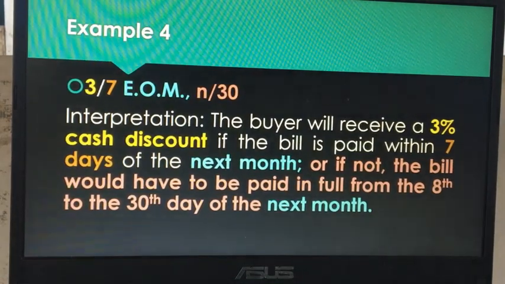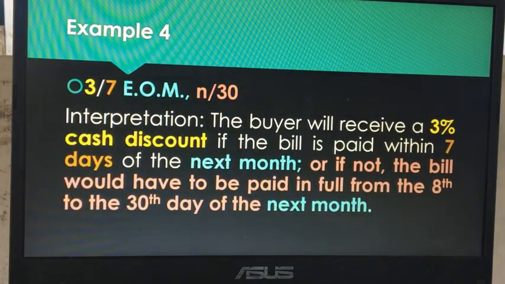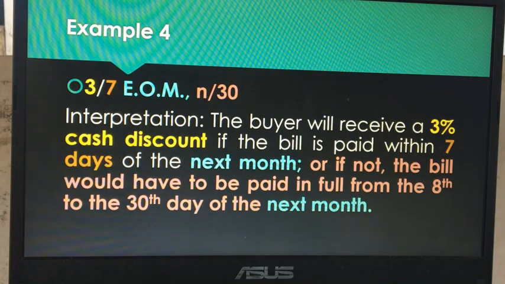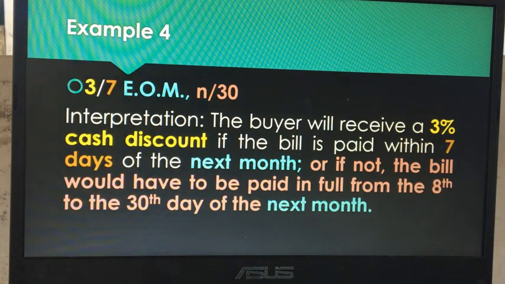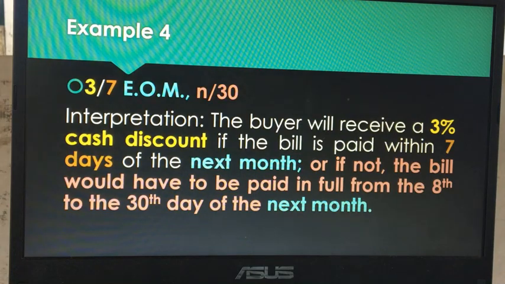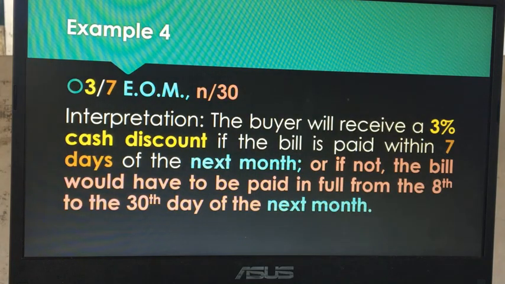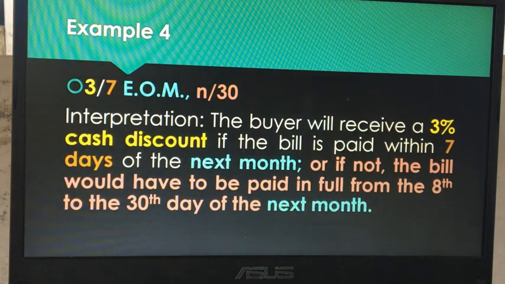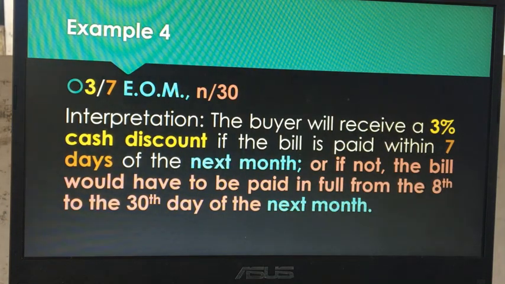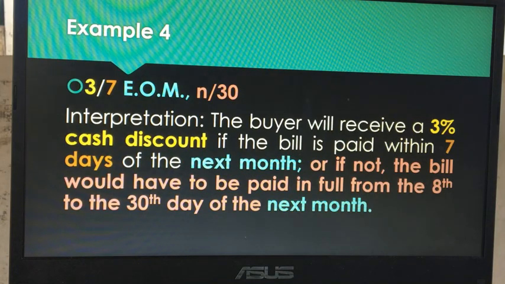Okay? I still have here example number 4. It is now a combination of the two: 3 over 7 EOM and n over 30. Again and again, when we refer to EOM, it refers to the next month. And n refers to no discount given. So in example number 4, my payment term is 3 over 7 EOM and n over 30. What is the interpretation of this one? The buyer will receive a 3% cash discount if the bill is paid within 7 days of the next month.